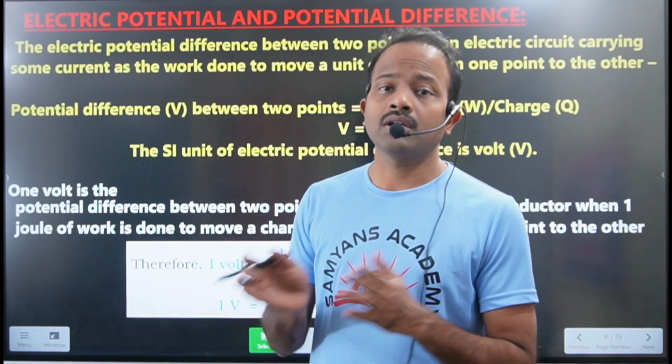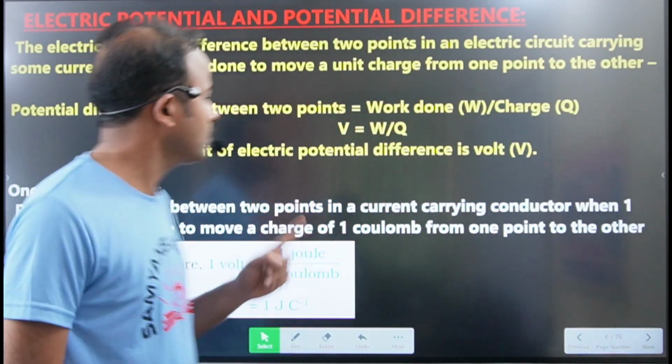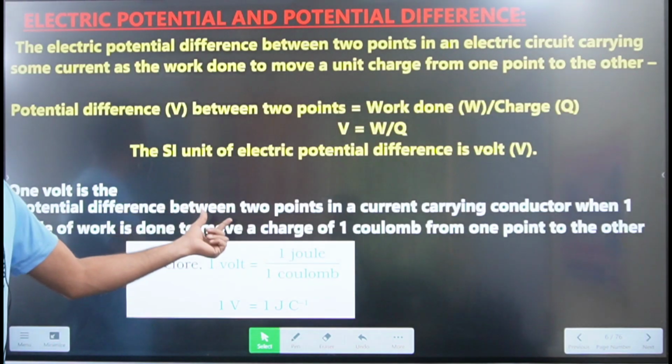If 1 joule of work is done to move 1 coulomb of charge, that is what we call 1 volt, right? 1 volt is the potential difference between the 2 points.